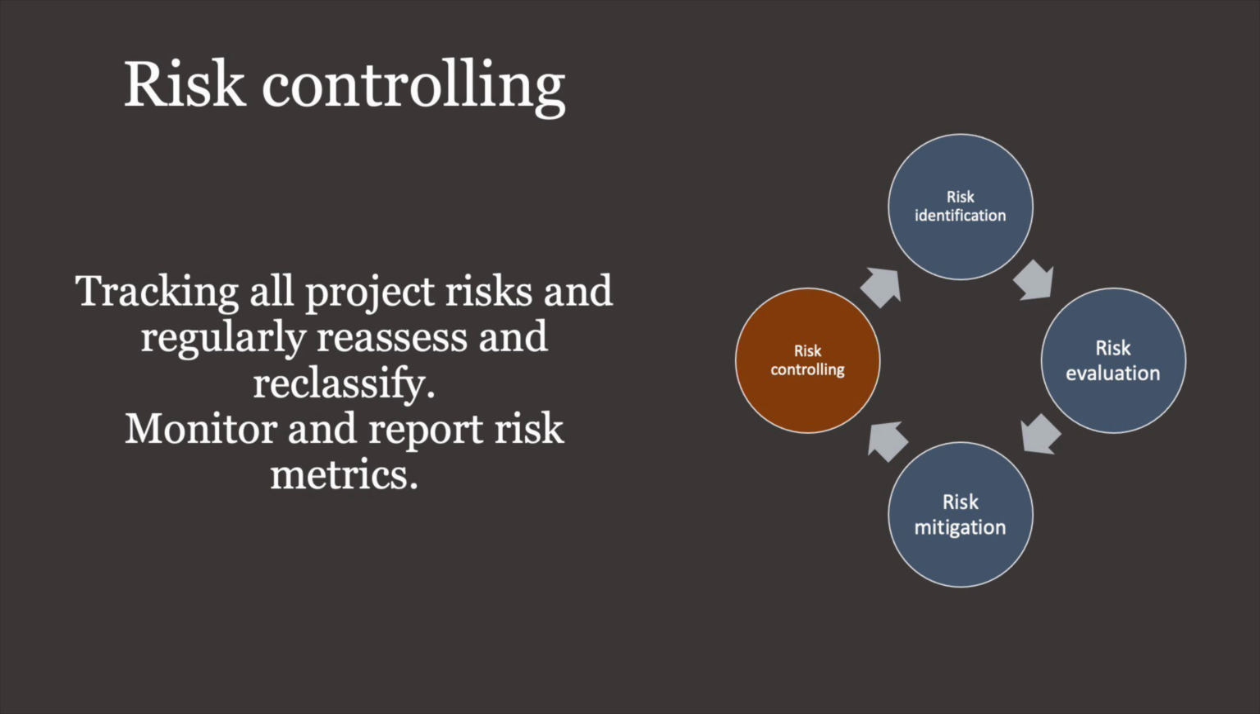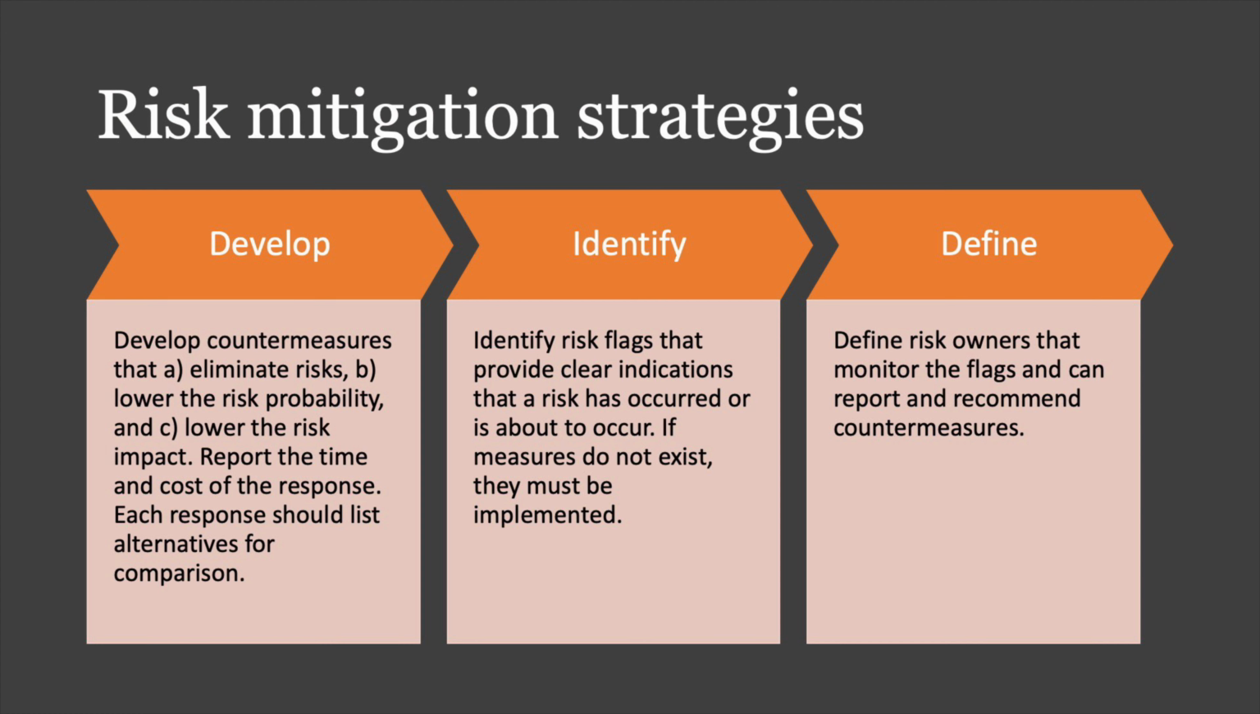Next is risk controlling. With risk controlling, we're tracking all the project risks, and we regularly do this to reassess and reclassify our risks. And we also monitor and report the risk metrics. So again, at a high level, we track the risks. We're using the tables that we created, our countermeasures table, as well as our risk table. And we regularly reassess and reclassify them, because something that may have been a high probability may no longer be high probability at a certain point in time.